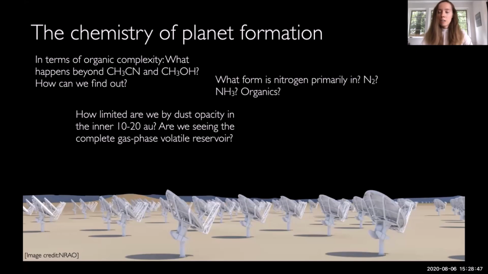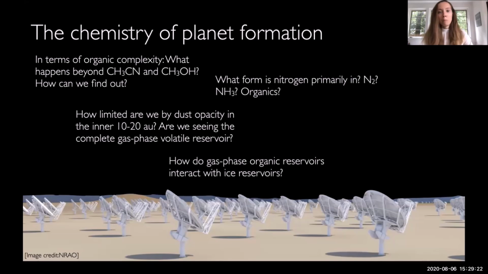We are getting into the inner 10 AU in these disks with ALMA. It is unclear how limited we are by dust opacity in these studies. We are combining both 1 millimeter and 3 millimeter observations, which is giving us some constraints. But I would say not sufficient constraints to be certain that we are really looking all the way down to the midplane, which we think is the most interesting part of these disks.